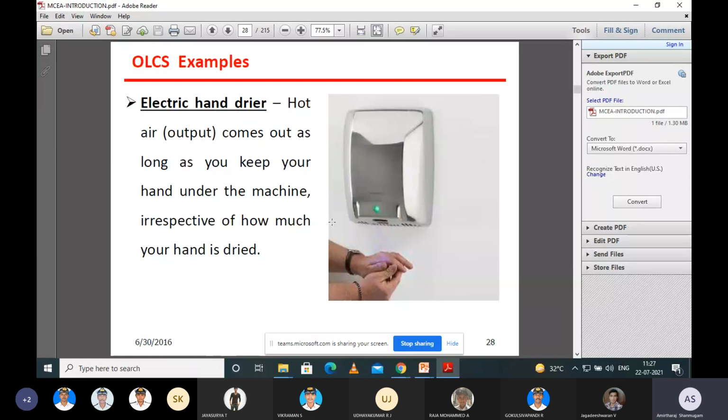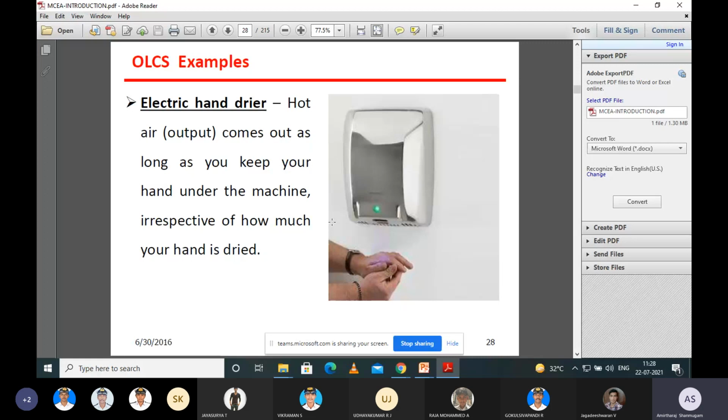Once the switch is on or your hand is shown below, it releases hot air, but it just doesn't know how much your hand is dried. So irrespective of how much your hand is dried, it releases some amount of heat, hot air is coming out. This kind of system is called open loop control.